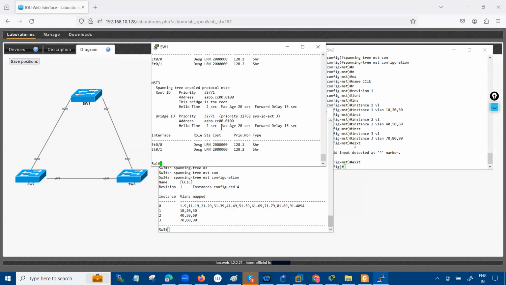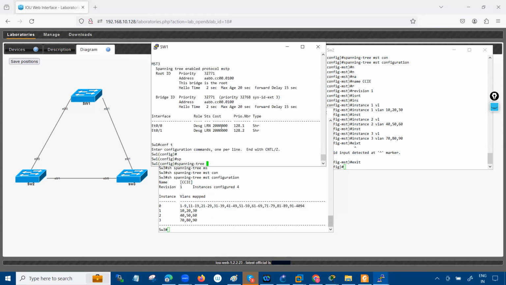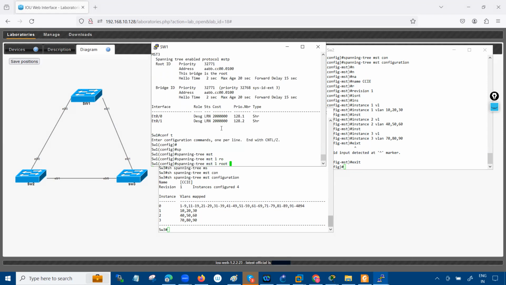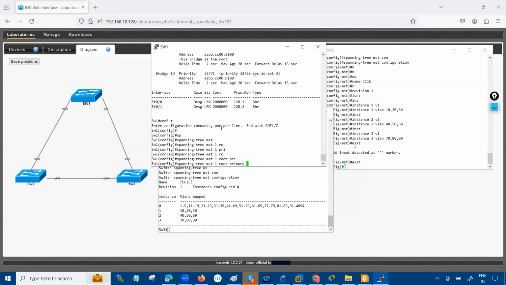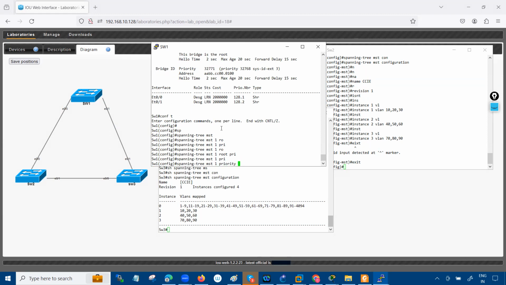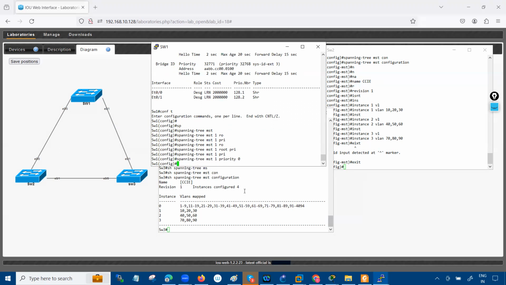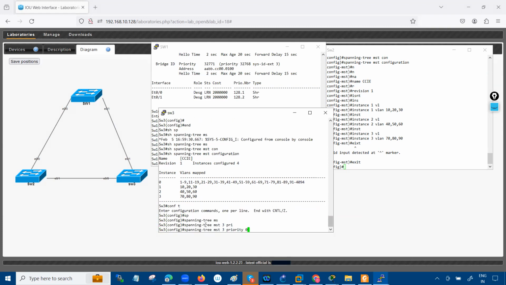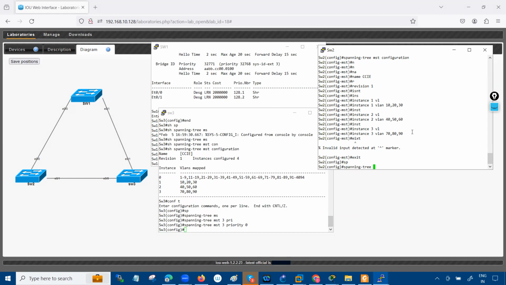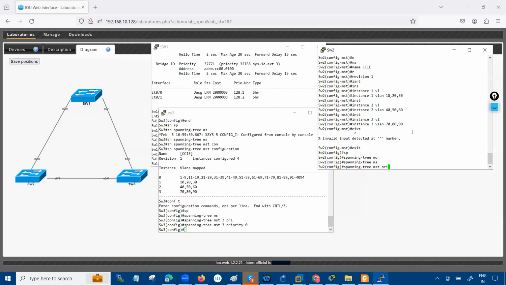What can you do for that? I can say spanning-tree mst 1 priority. You can do it this way as well, root priority, you can call it. Or the best practice is to define the priority. I can say the priority will be 0, so automatically you will become the root bridge for MST1. Same thing on switch 3. What I can tell this guy: spanning-tree mst 3, priority will be 0. What I can tell switch 2 now: spanning-tree mst 2, priority will be 0. So now understand the concept.